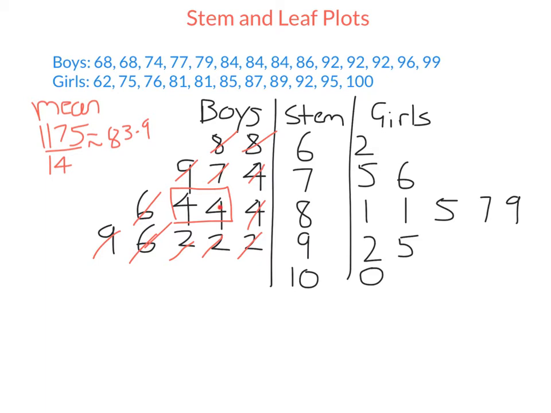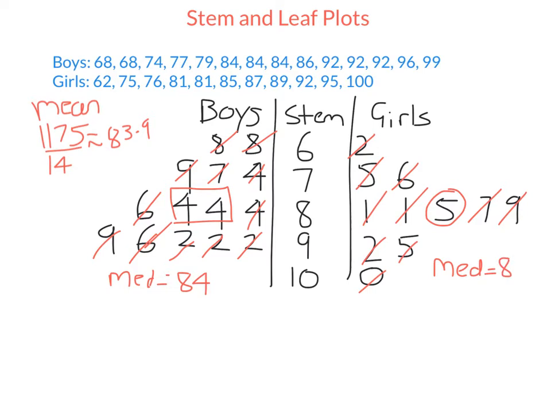Compared to these scores, there are 6 scores lower than or equal to 84, and there are 6 scores more than or equal to 84. So the median here is 84. Remember, when there is an even number of scores, there are 2 middle scores. I could do the same for girls. Cross them out in order and keep going like that. If I keep crossing them out for girls, it turns out I have only 1 middle score. So the median here is 85.